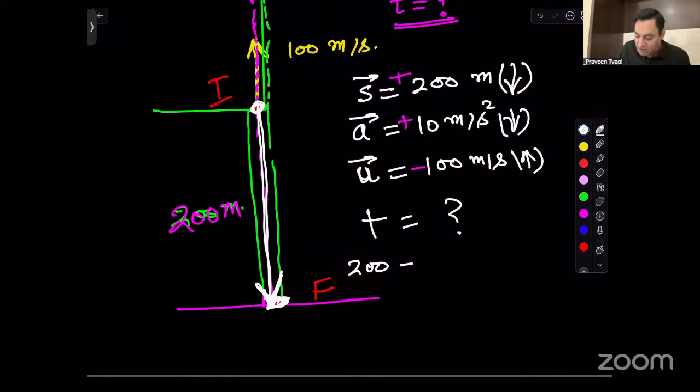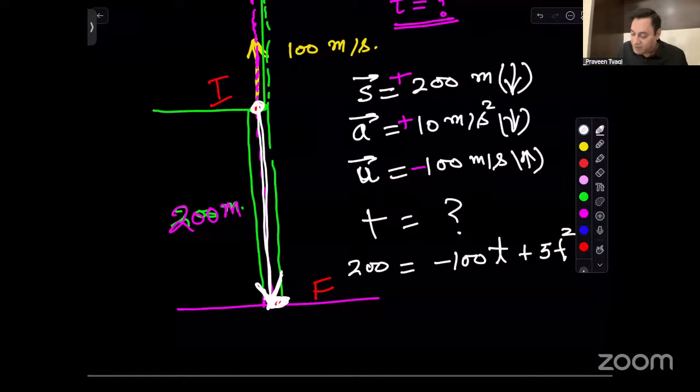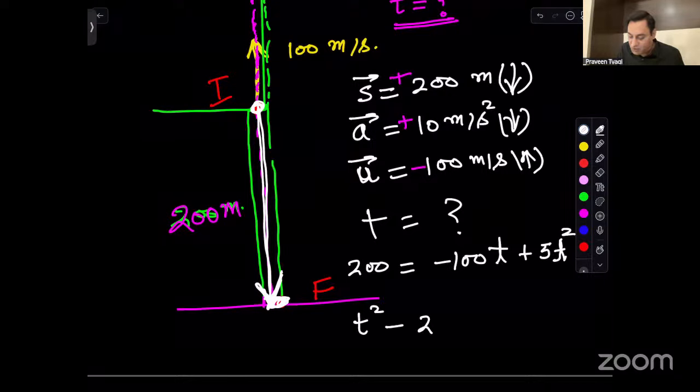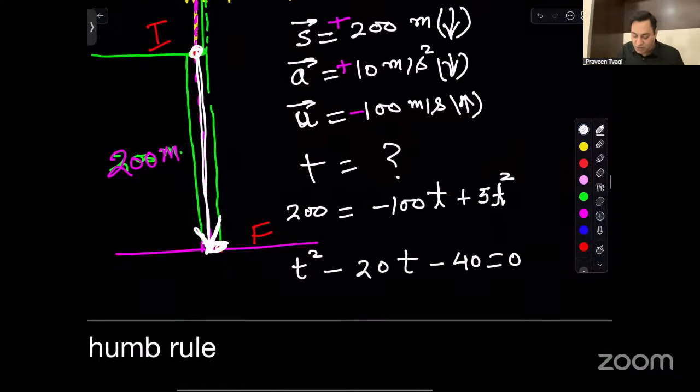200 is equal to ut minus 100t plus 5t square, half at square. From here, 5 gets cancelled. So t square minus 20t minus 40 is equal to 0. So t is equal to what?